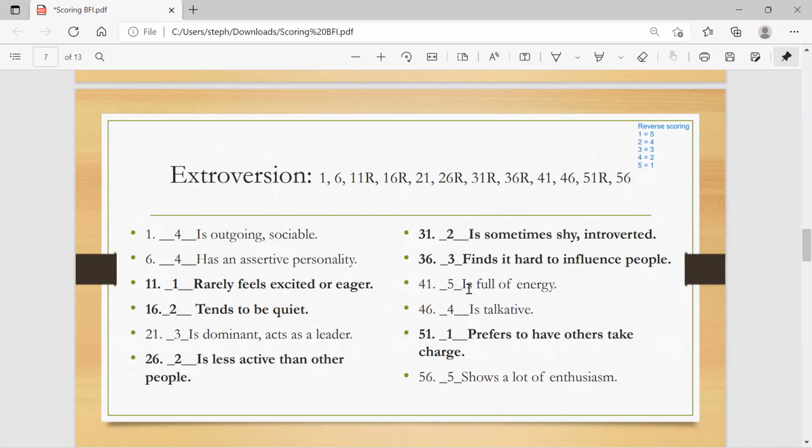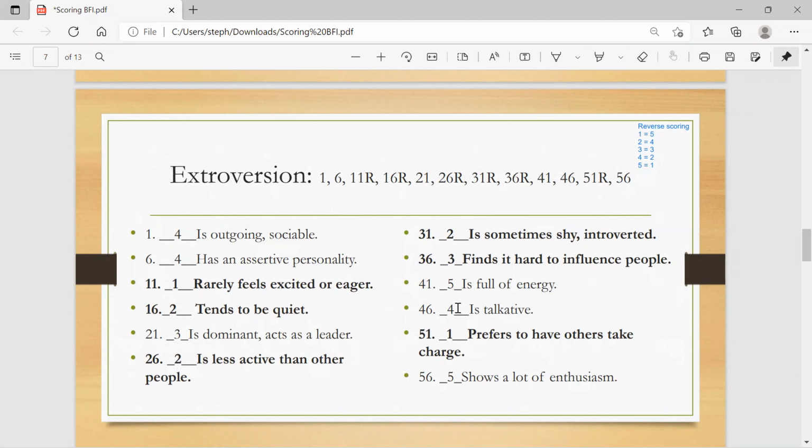And then 41, full of energy. I agree strongly. Sorry, number 46 got a score of 4, which is talkative. They agree. And then 51 is reverse coded. So this is actually opposite, right? This 1 should actually mean a 5. 56, 5 shows a lot of enthusiasm.